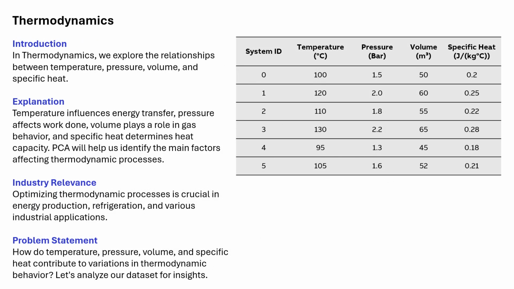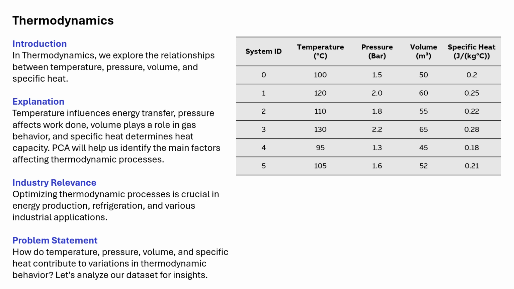Our fifth application is thermodynamics. In thermodynamics, we explore the relationships between temperature, pressure, volume, and specific heat. Temperature influences energy transfer, pressure affects work done, volume plays a role in gas behavior, and specific heat determines heat capacity. PCA will help us identify the main factors affecting thermodynamic processes.